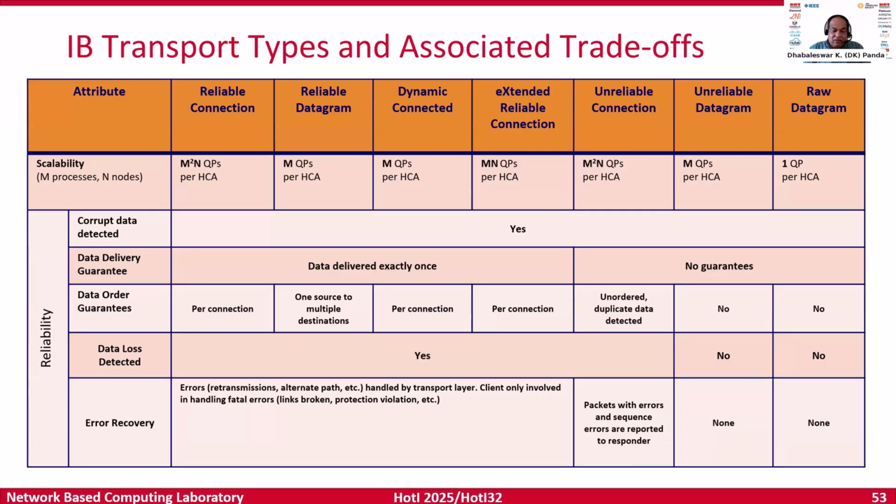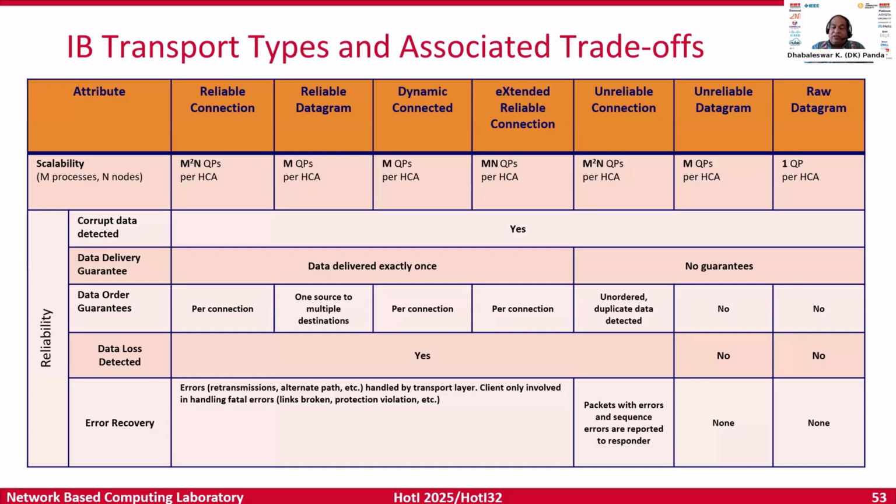In the traditional InfiniBand standard, if you see these columns, the strongest one is called reliable connection. What does reliability mean? Corrupt data is detected, data delivery is guaranteed, data order is guaranteed, data loss is detected, error recovery takes place. On the other extreme, we have unreliable datagram. Corrupt data may be detected, but there is no guarantee of data delivery, no data order guarantee, data loss is not detected, and error recovery is not there. So there is a big trade-off here in terms of reliability, but what makes it more complex is the scalability.